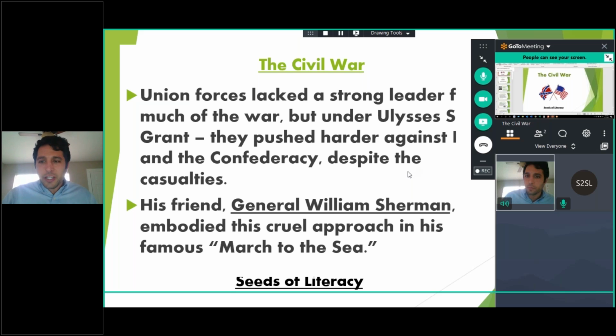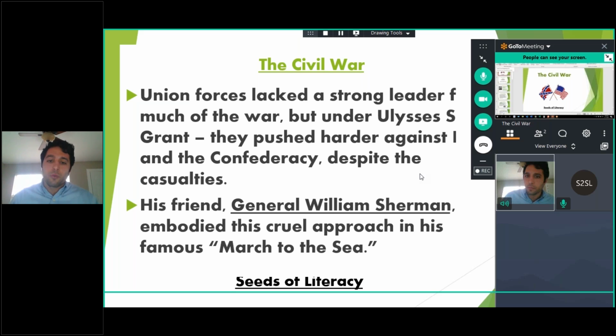So one of the issues with the Union that kept the Confederacy in this battle a little longer than most was that Union forces didn't have a strong leader. General Lee was a strong leader in the South, but the Union lacked a strong leader for a lot of the war. And then Ulysses S. Grant came along, and Lincoln entrusted the troops to him, and he just pushed a little bit harder. He understood that the resources were vast compared to the Confederacy, and he kept going despite the casualties.